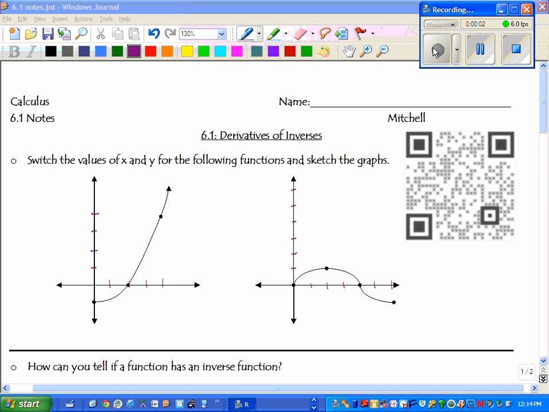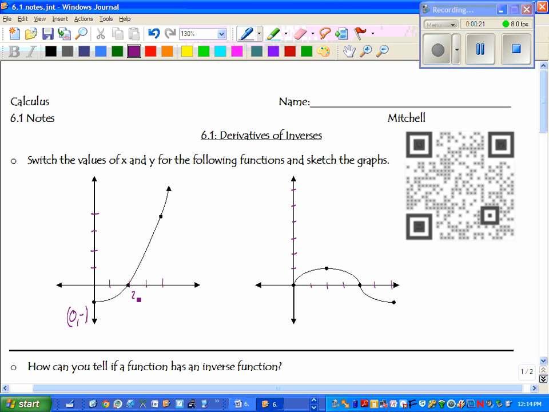Alright, today we're looking at derivatives of inverses. On the first examples here, we are asked to switch the values of x and y for the following functions and sketch the graphs. So let's look at the first one. Our parabola here, or half of a parabola, we have a point at 0, -1, a point at 2, 0, and a point at 4, 4.